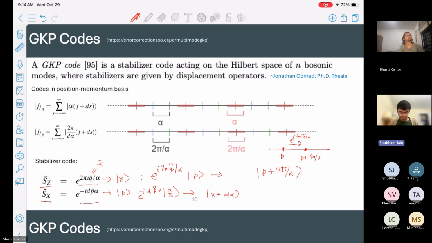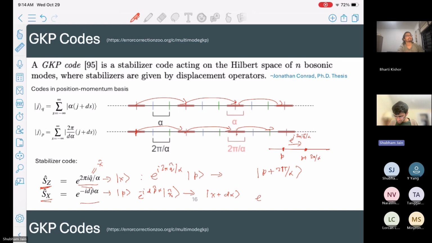And these are the stabilizers because if you apply this operator on any of the states in your momentum space, then you're just shifted by some integers of these displacements, which takes you back to your original code state. So this guy shifts you here, here, here, and so on. So these states are stabilized. And if you act with SZ on these states, then you are shifted again to here, here, and here. So these are the stabilizers of these codes, and it's not very hard to check that these also commute, which is an important property for stabilizers.